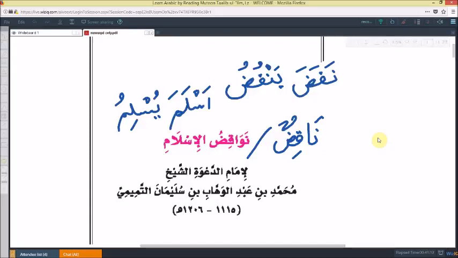So when we understand that, we understand all the speech that iman yazid wa yanqus, it increases and decreases, because your action increases and decreases.